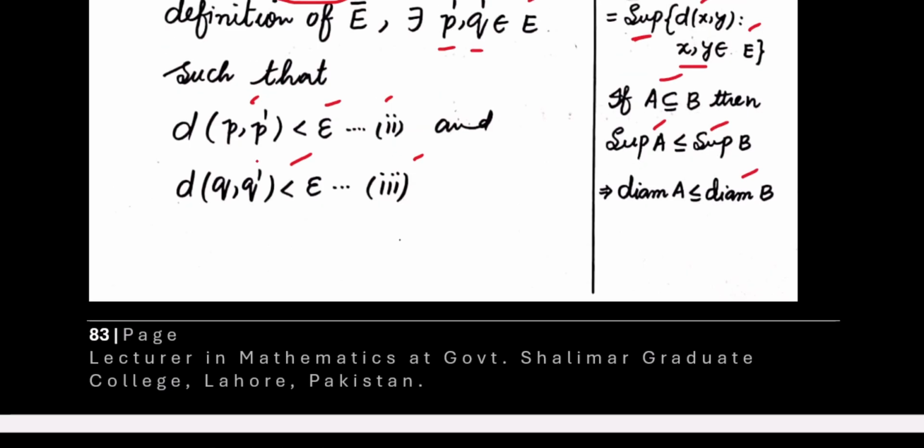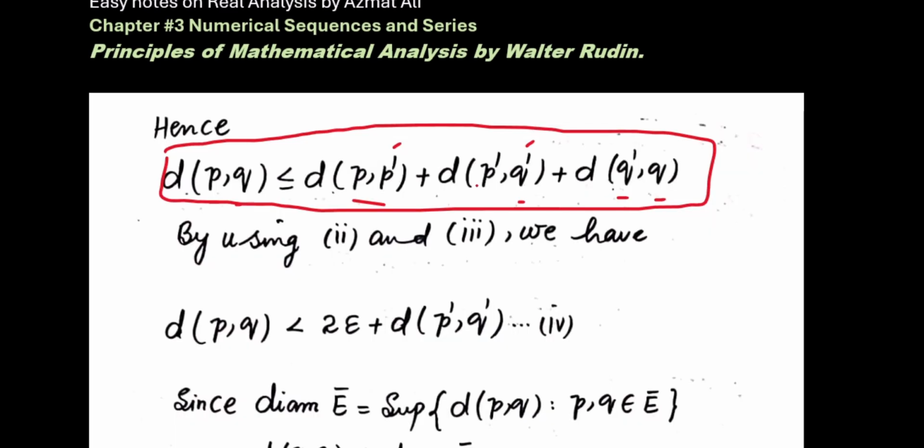By 2, this distance is less than epsilon, and this is also less than epsilon. So by replacing this by epsilon, and this is also less than epsilon, so epsilon plus epsilon, this gives 2 epsilon, and this is my third number, distance of P dash and Q dash. Now lastly I have to convert this inequality in form of diameter.